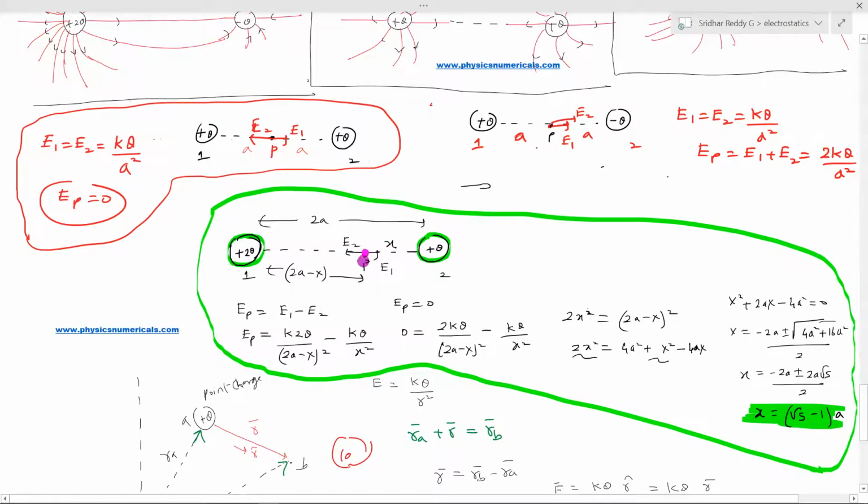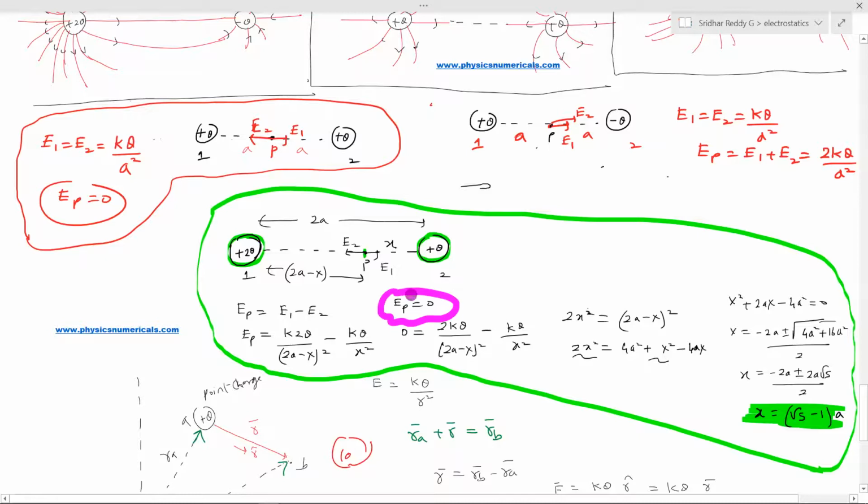There's a point P. The field strength due to point charge 2Q will be E1 towards right. Due to point charge plus Q, E2 will be towards left. So the resultant field at point P should be the difference of that. E1 is equal to K2Q by 2A minus X square. Then E2, due to point charge plus Q, will be KQ by X square. So I want a point where the resultant field will be 0.